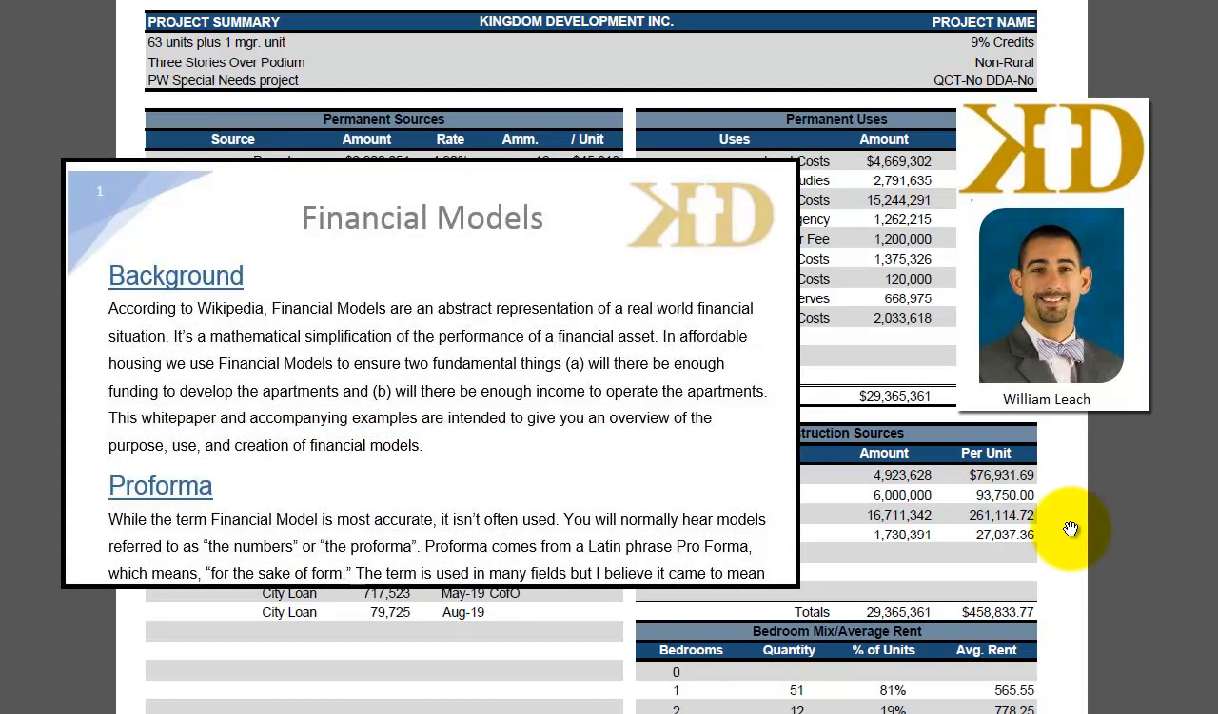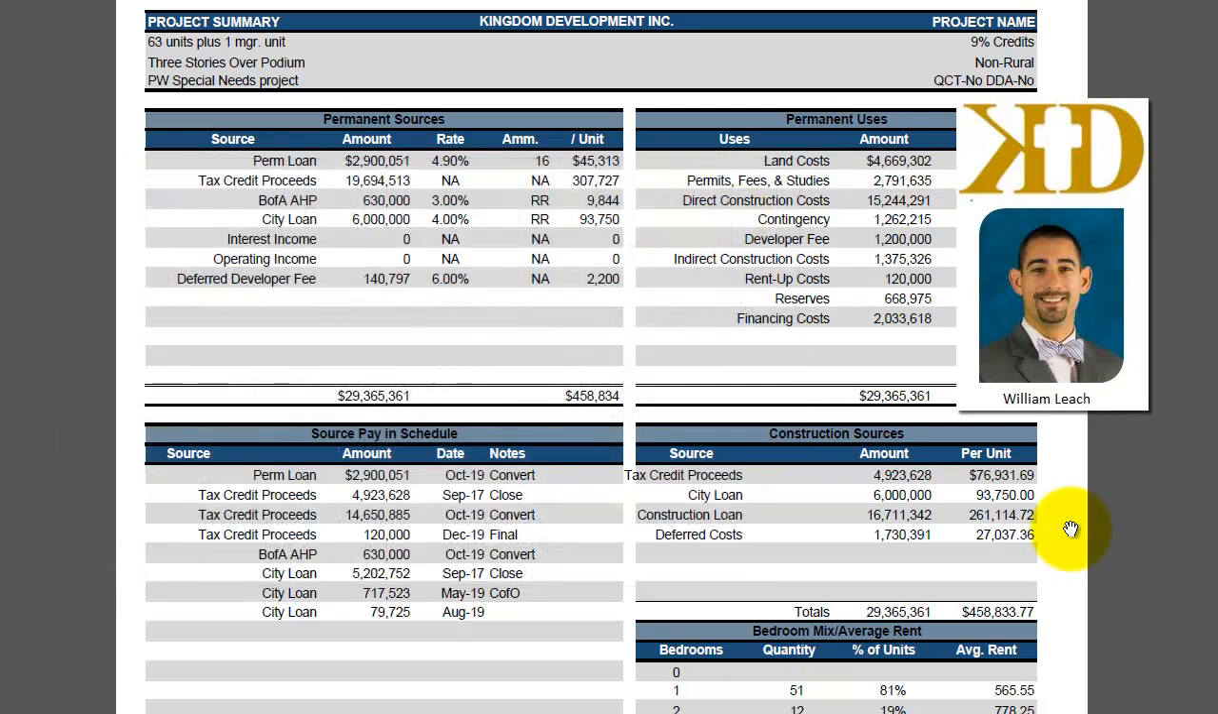If you haven't already, pause the video and read the companion white paper that this video accompanies. On to the models. In the first part, I'm going to walk you through the common report pages produced by a financial model. In the second part, I'll give you a brief look at the internal components of a financial model. Let's take a look at the reports.